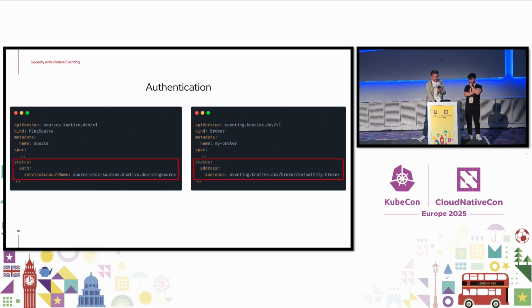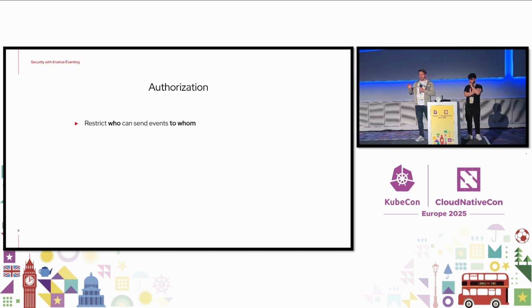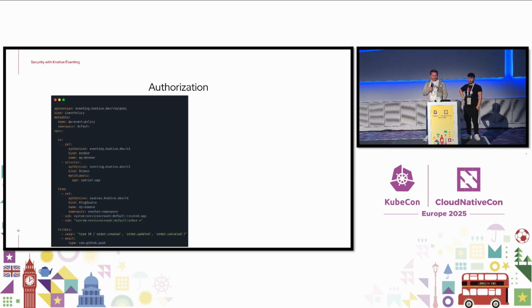Okay, so now we know who sent a request, but with authorization, we can restrict who can send events to your resources. And we do this by adding a new custom resource called event policy, and in this event policy, you can specify who can send events to whom. And the event policy has two main fields.